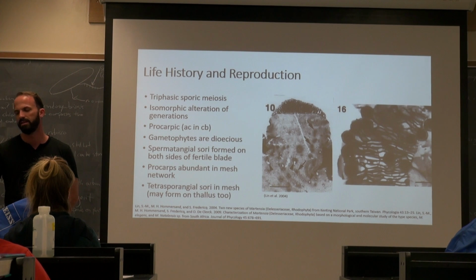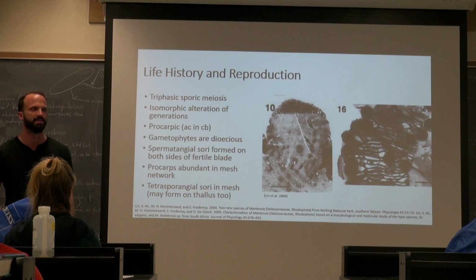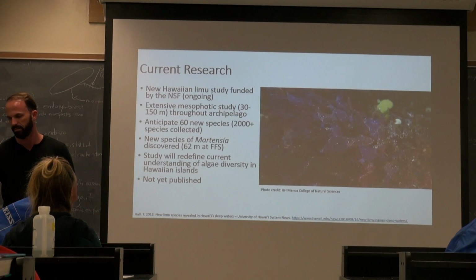As you can see in the picture on label number 10, the spermatangial sori are formed on the wing portion, the male portion, for the release of sperm, spermatangia. And then the procarps are in the mesh, so ideally, as it reproduces, the spermatia would be caught in the mesh portion and fertilize, and then the procarps develop. The tetrasporangia, the tetrasporophytes, are also primarily in the mesh region, but they can form on the thallus portion of the blade as well.